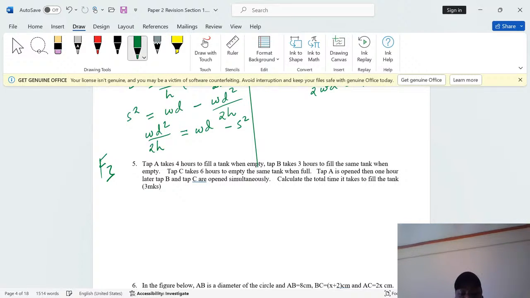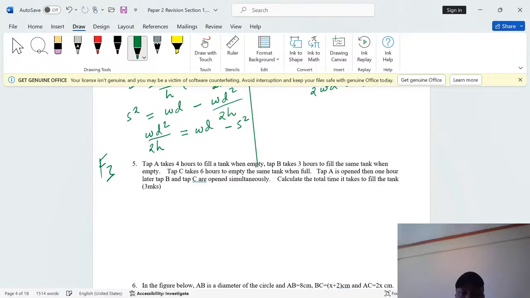Tap A takes 4 hours to fill a tank when empty. Tap B takes 3 hours to fill the same tank when empty. Tap C takes 6 hours to empty the same tank when full. Then tap A is opened, then 1 hour later, tap B and C are opened simultaneously. Calculate the total time it takes to fill the tank.